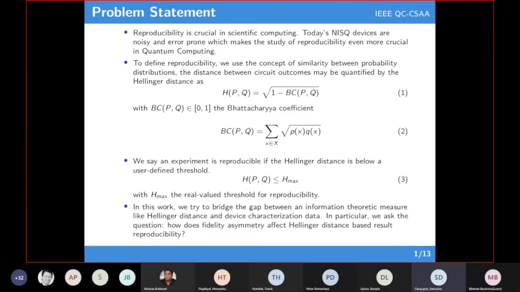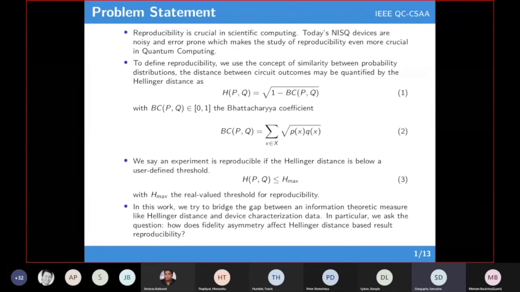Now, in this paper, we say that an experiment is reproducible if the Hellinger distance is below a user-defined threshold, which we called H max. And this is equation 3 that you are seeing on the slide. So if the distance between the two distributions is less than this, where one of them is the ideal distribution and the other is what you got out of your quantum computer, then you will call the experiment reproducible.